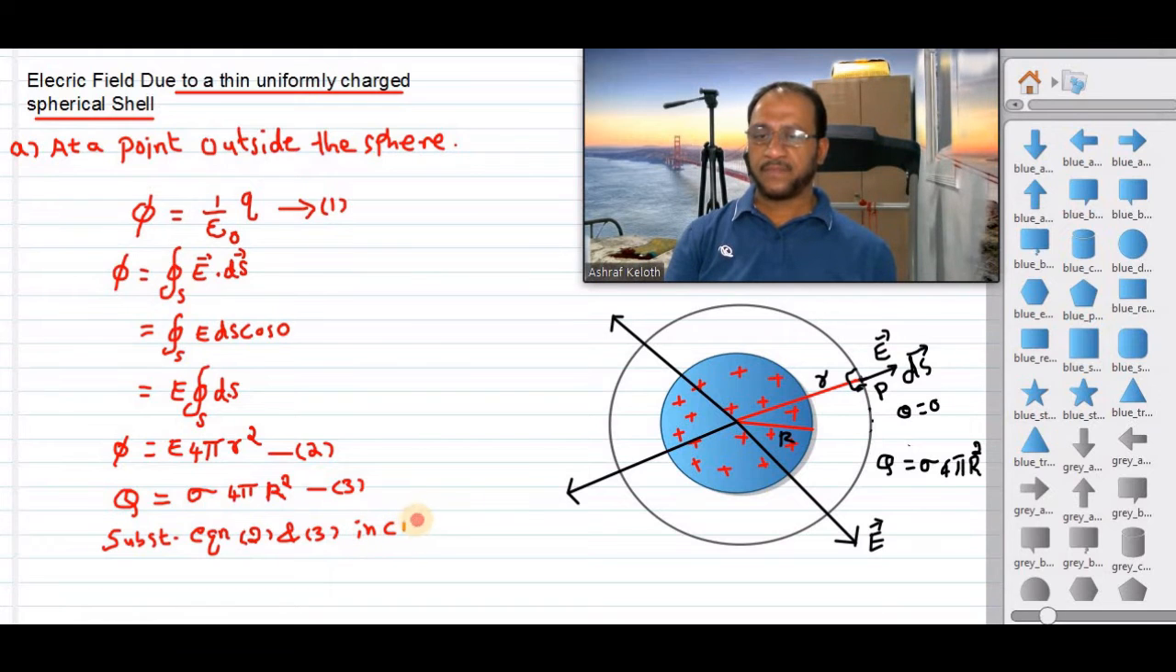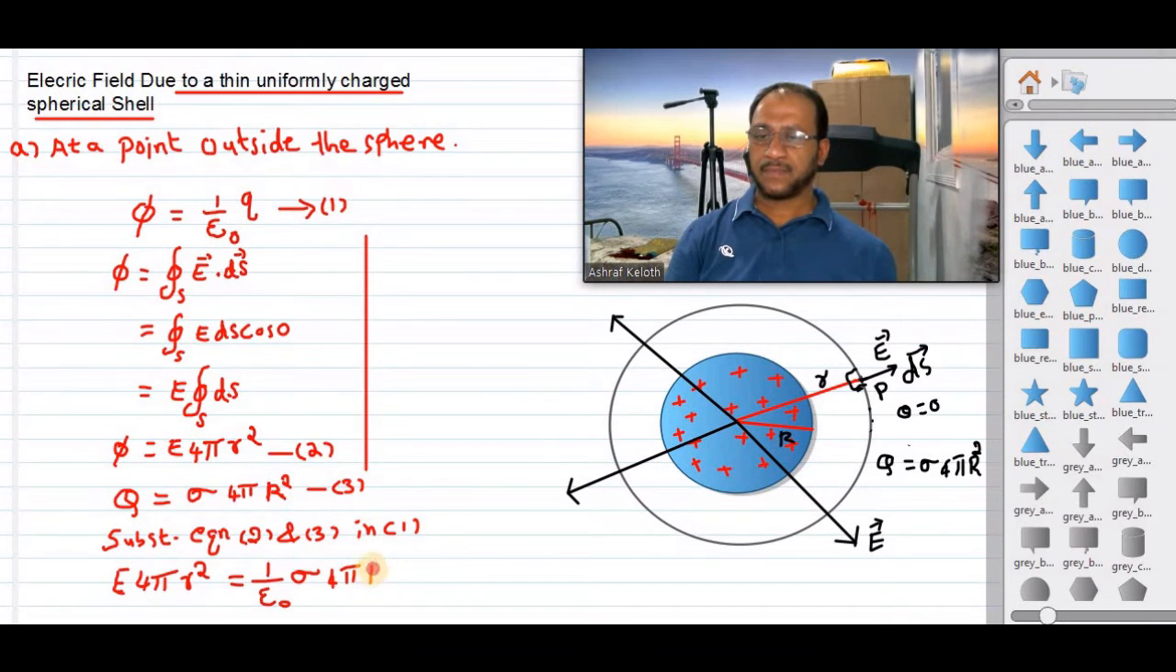In equation 1, what can we write? Instead of 5, we can put what? Okay, substitute that. Instead of 5 I am writing E into 4 pi r square, equal to 1 by epsilon naught times the total charge, the net charge inside that. Net charge is how much? Sigma into 4 pi capital R square.